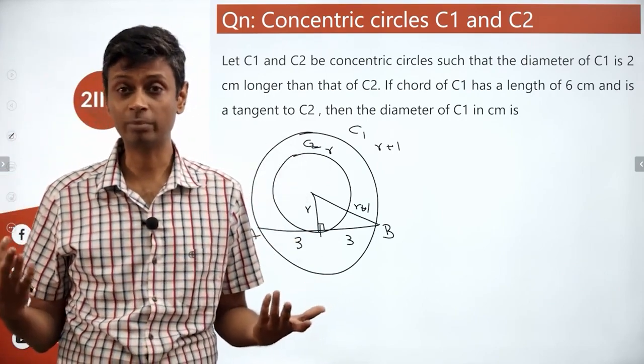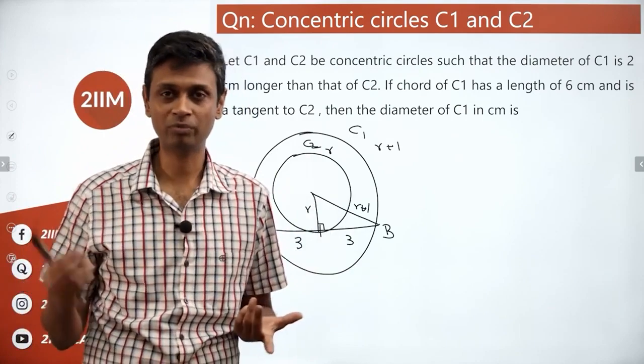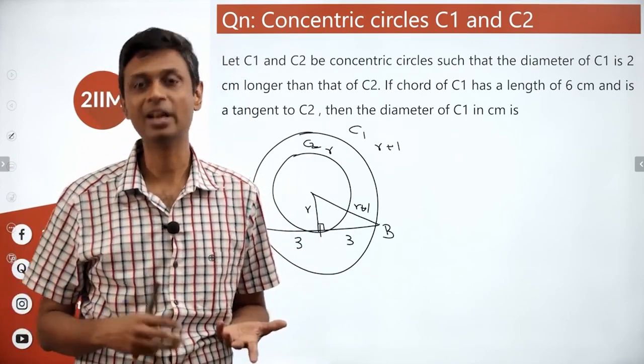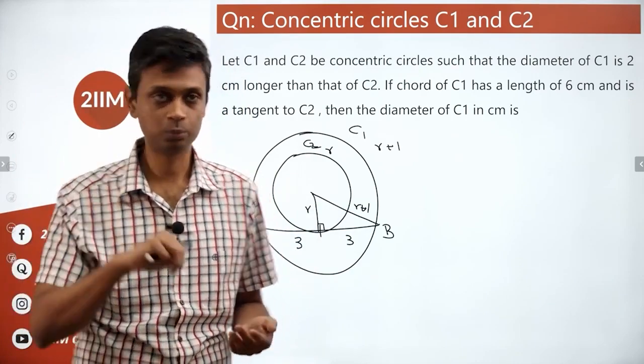3, 4, 5 is a Pythagorean triplet. You shouldn't be solving using Pythagoras theorem: 3 square plus R square is R plus 1 whole square. You can do that, but you shouldn't have to.